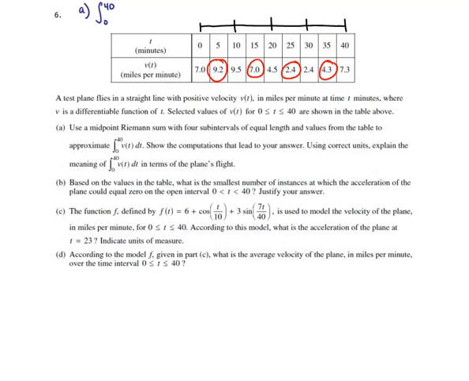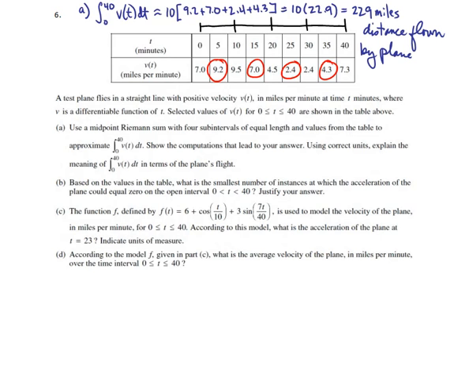So we have the integral from 0 to 40 of v of t dt, and since we're approximating, that's roughly equal to 10 times 9.2 plus 7.0 plus 2.4 plus 4.3, or 10 times 22.9, which is 229. Miles would be the units, and that would be the distance flown by the plane for t greater than 0 but less than 40.